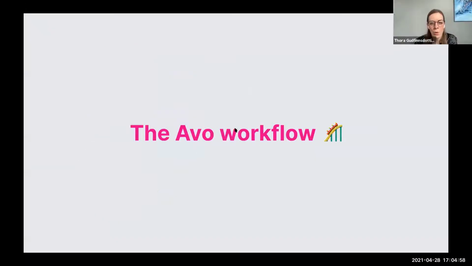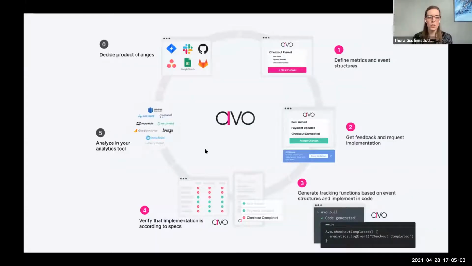Okay, so the Avo workflow, I'm going to walk you through that before we get started. You might be familiar with this, or you might never have seen it before, but we'll walk through it anyways. Usually here you can see marked with 0 the first step, triggering analytics changes to be made, that is deciding product changes. Teams that are making changes to the product want to be able to measure the success of those changes. And then after that, Avo comes in.